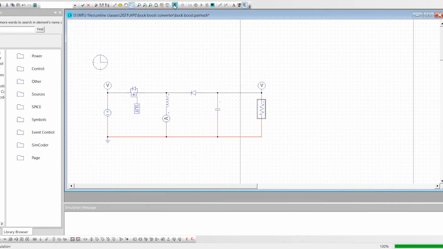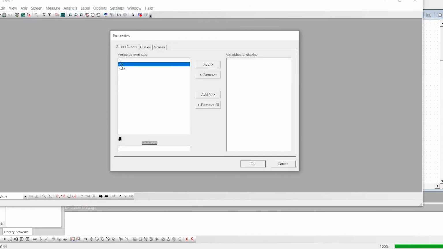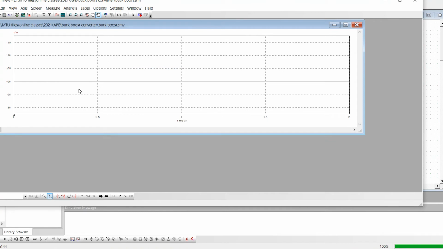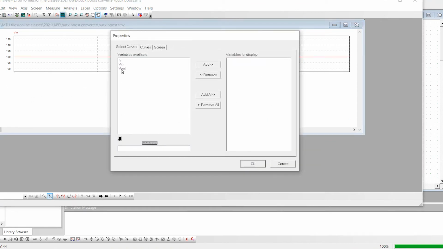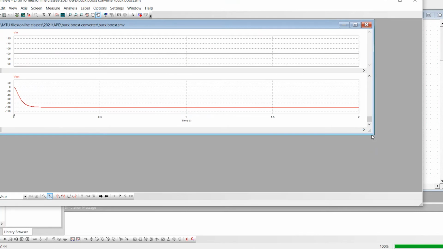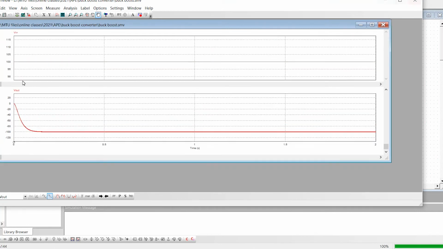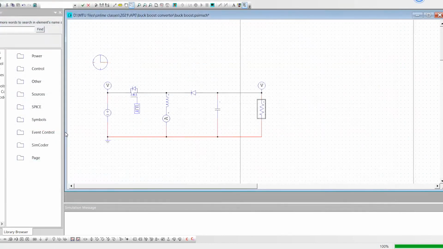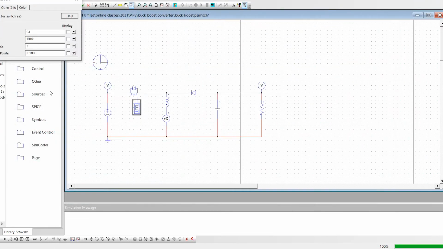Let's see. This is the input voltage. I've given 100 volt here, and the output voltage will be almost 100. It will be almost 100 in the opposite polarity, because I've given the duty cycle 0.5.